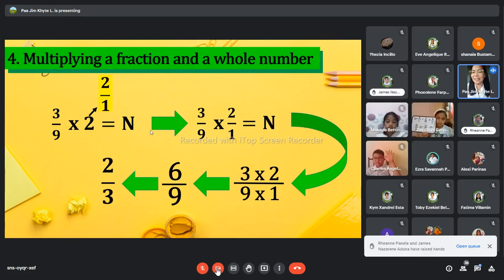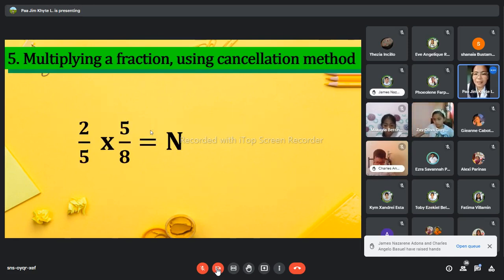Very good. Now let's take a look at our last equation. So for number 5, it is multiplying a fraction using the cancellation method. So our equation is 2/5 times 5/8 is equal to n. You have 2 minutes to answer that. Okay.